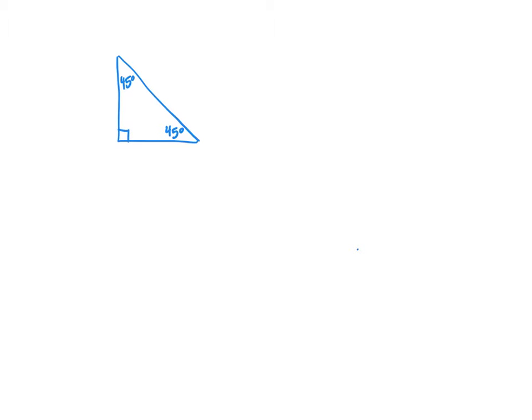In this triangle, we have a 90-degree angle and two 45-degree angles. It is fondly referred to as a 45, 45, 90, and it is a special triangle. It has certain attributes. Every single 45, 45, 90 has certain attributes. Well, we learned about this kind of triangle last semester, but we didn't do specifically the 45, 45, 90.